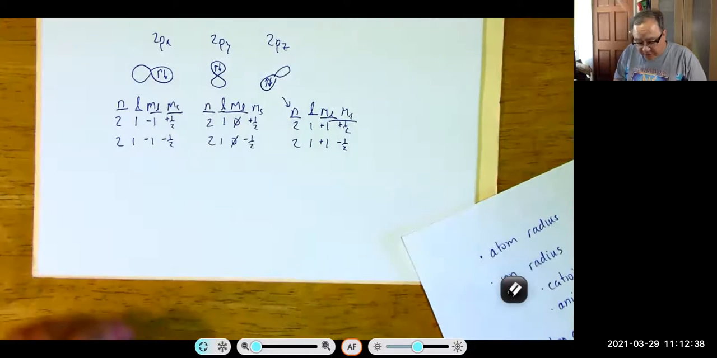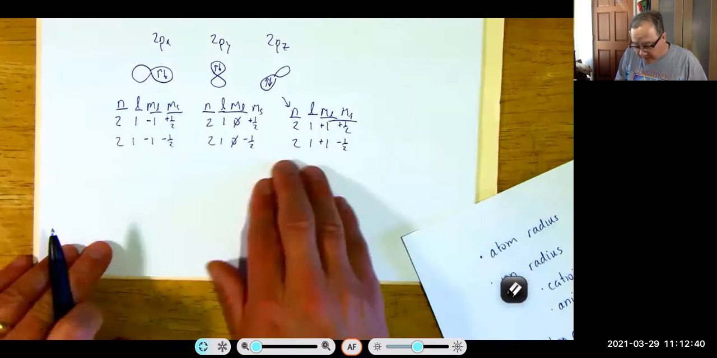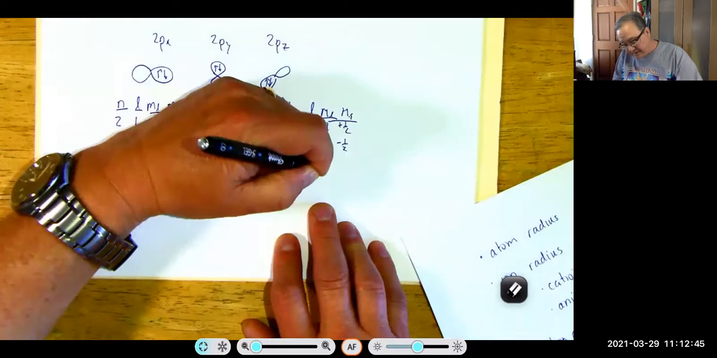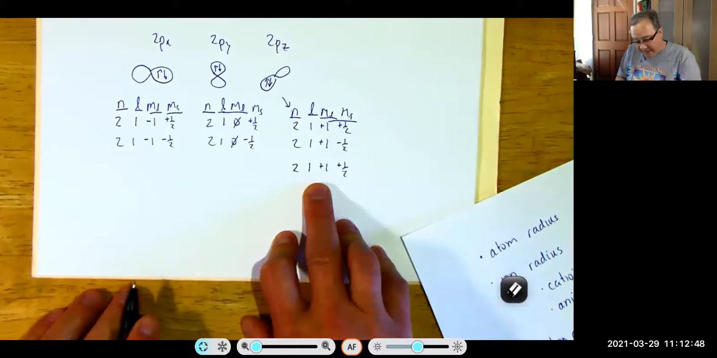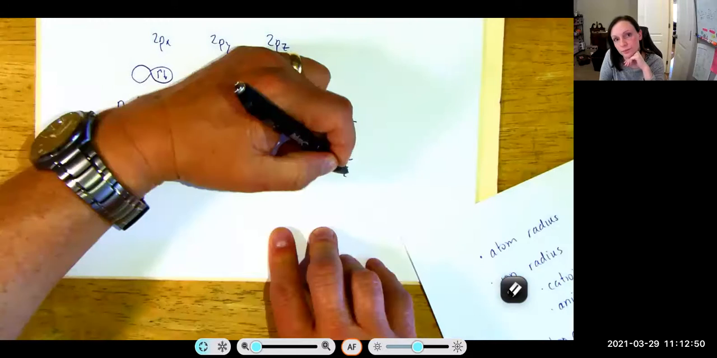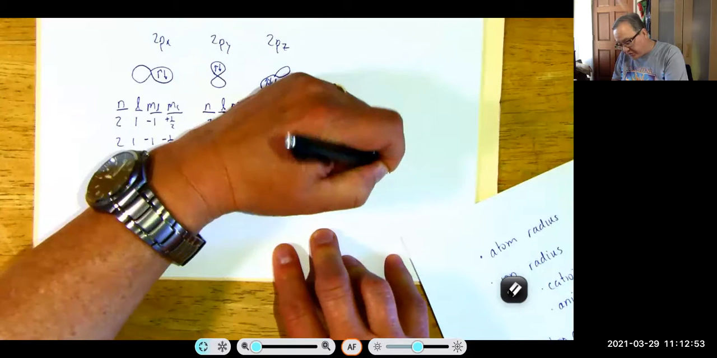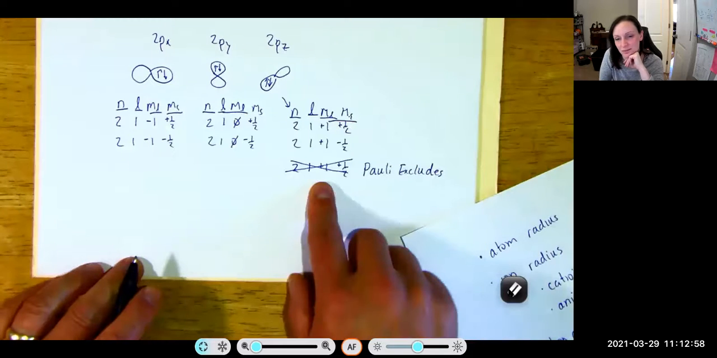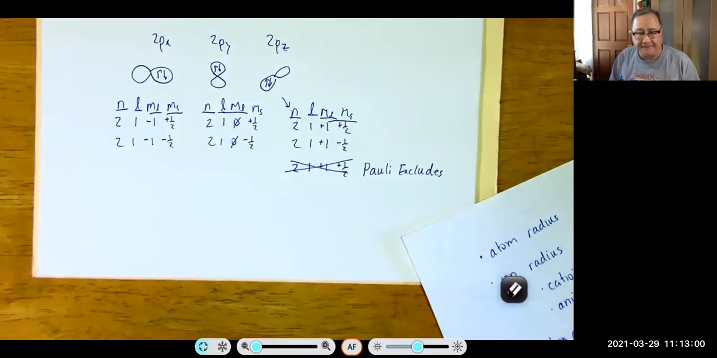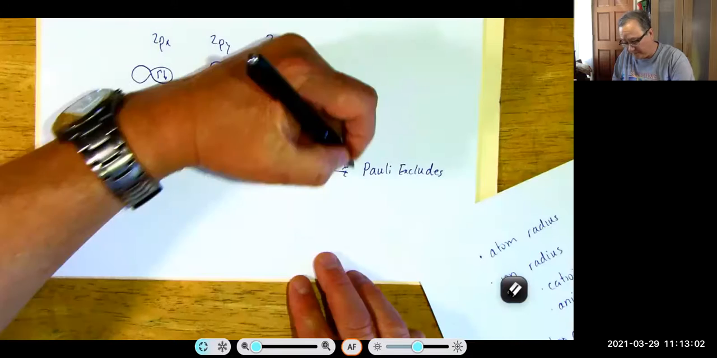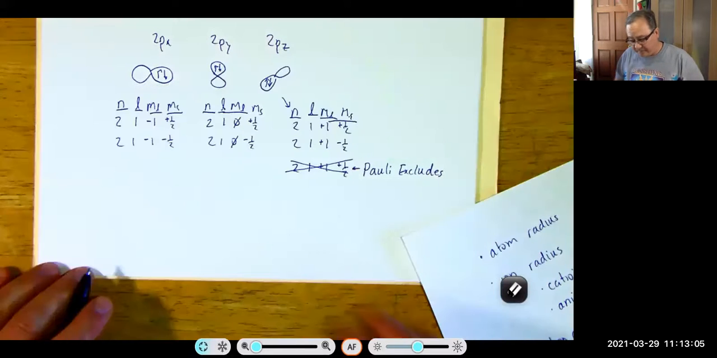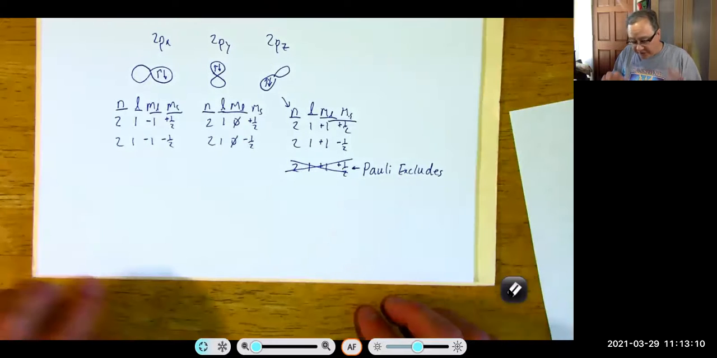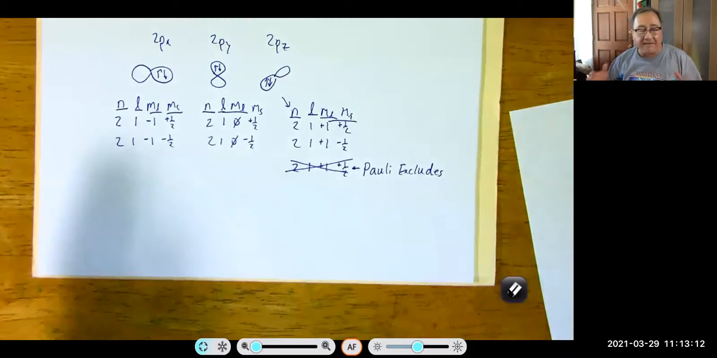So here you can see with the Pauli exclusion principle that you cannot have another one of these. You can't have that because you've already done that. So Pauli excludes this one because it's not a unique set of quantum numbers. So you can see why it's called the Pauli exclusion principle. It excludes electrons from having the same set of numbers.